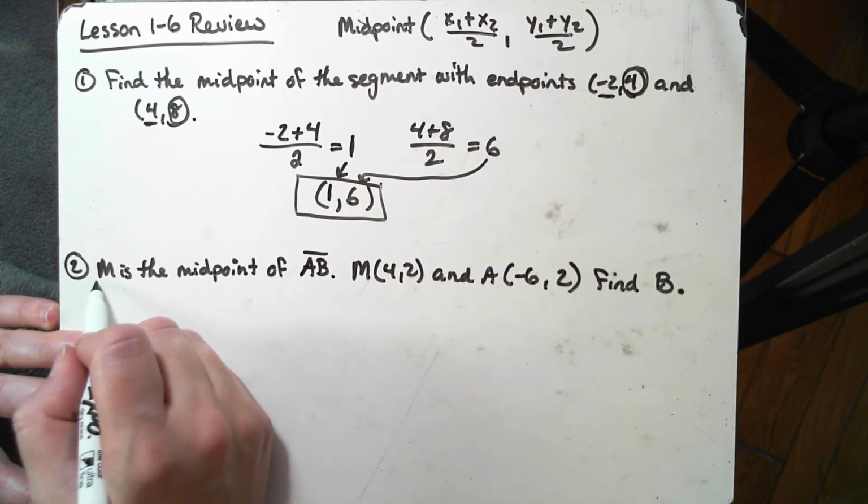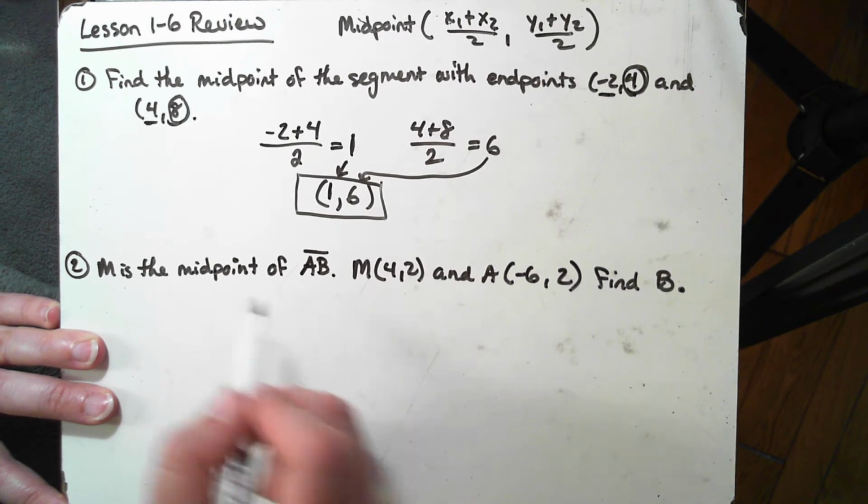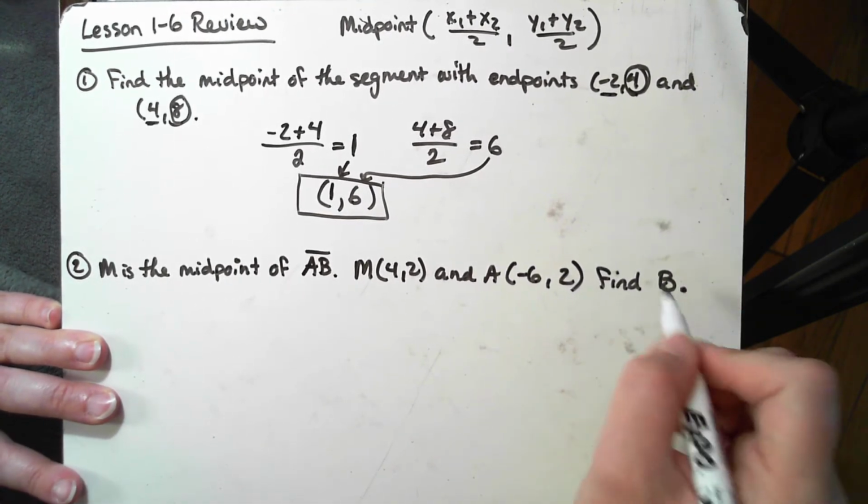Okay, in example 2, it's slightly different. They gave you the midpoint. M is the midpoint, and they gave you an endpoint, and they want you to find the other endpoint. So what I'm going to do is I'm going to do the same thing.